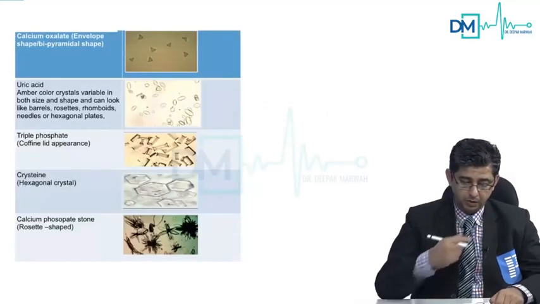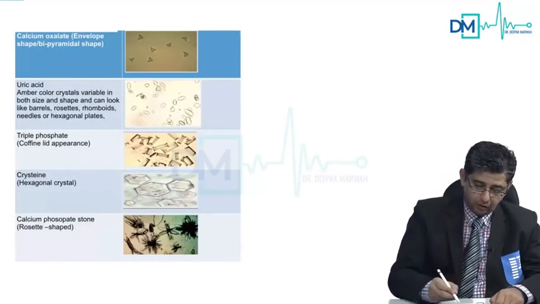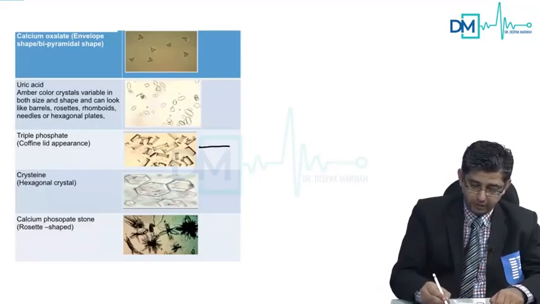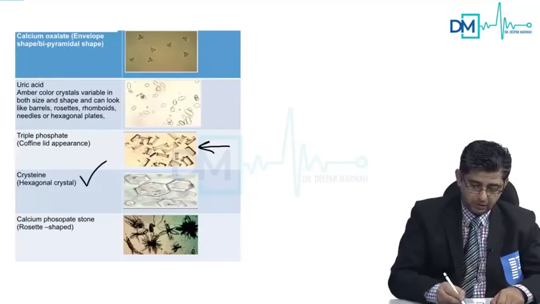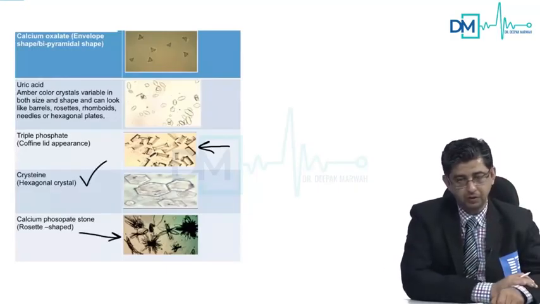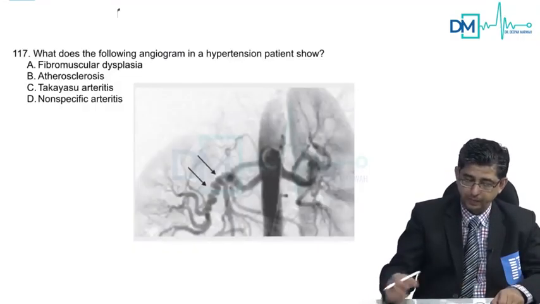This is the shape of the crystals shown once again. Coffin lid appearance. Coffin lid appearance is very characteristic for triple phosphate stones. Hexagonal for cystine stones, and rosette shape, as I mentioned, is for crystals of calcium phosphate.